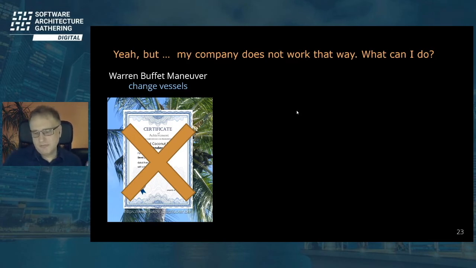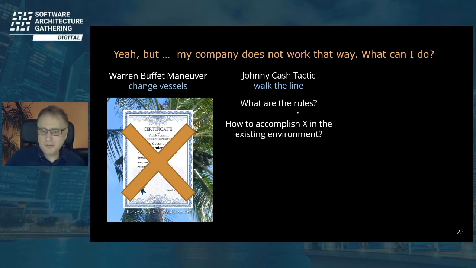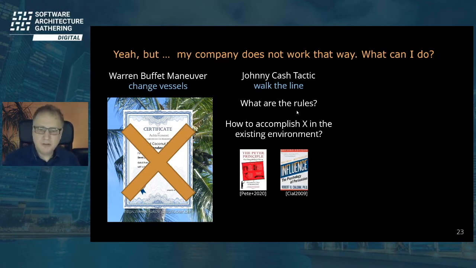But we want to have this job. We want to make it work. We like our job. What can we do? There is the Johnny Cash tactic. You can just walk the line. So if you want to walk the line, you have to know what rules your environment operates by, and you have to find out how you can accomplish what you want to accomplish in the existing environment. This is not always an easy task, but I really can recommend two of my favorite books here.